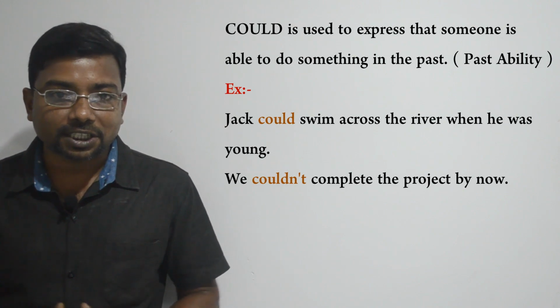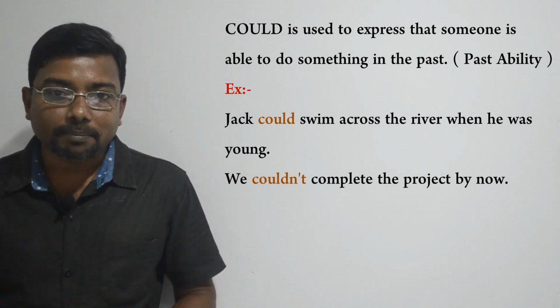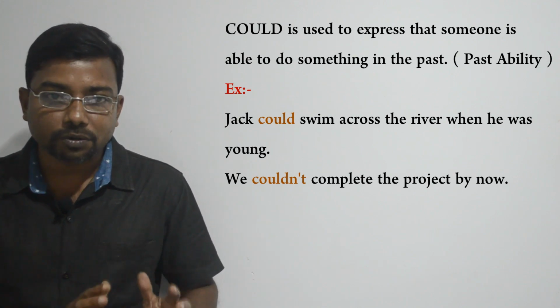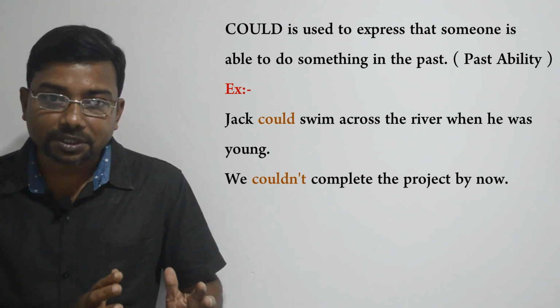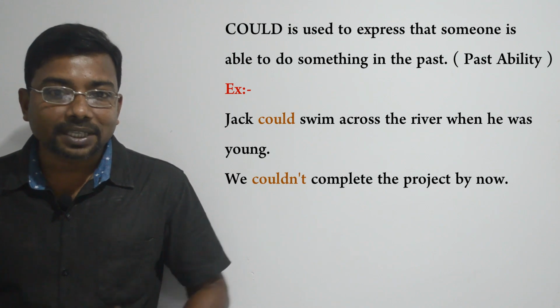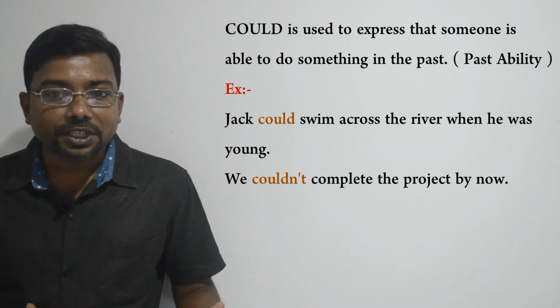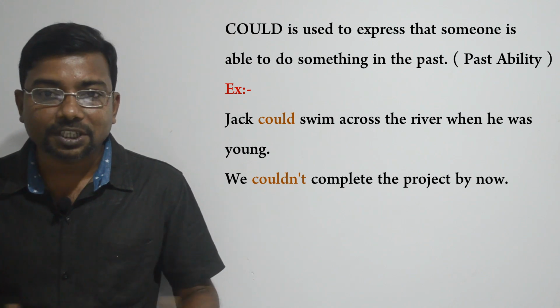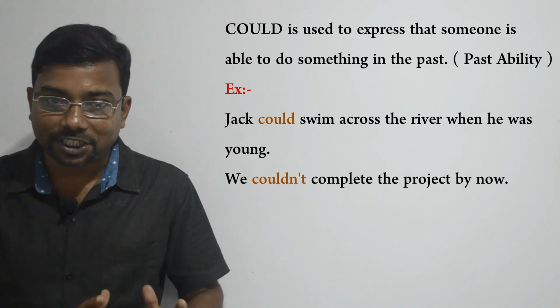Okay, look at the second example. We couldn't complete the project by now. Here we use the negative form of could, couldn't. It is contracted from could not. Here we use couldn't to indicate inability in the past. It means we didn't have the ability to complete the project.